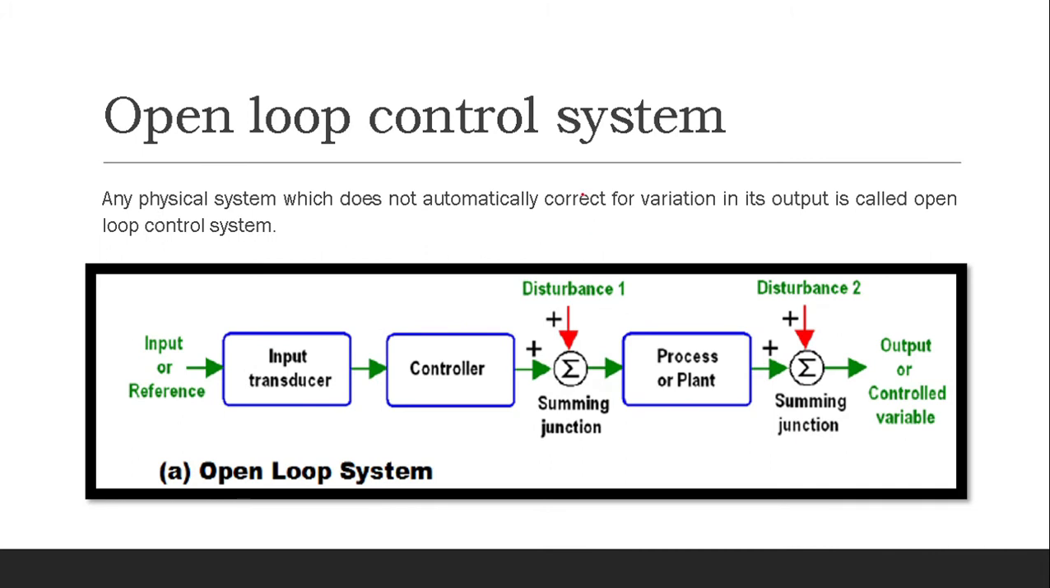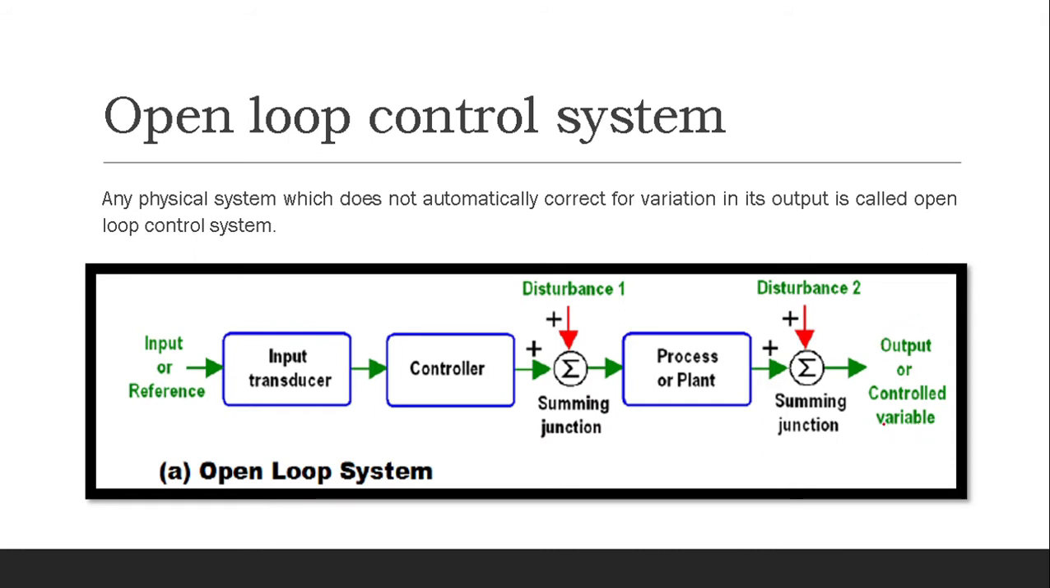Here you can see the block diagram of open loop control system, where the input, or we can say the command signal, is given to the transducer that is going to convert the form of the signal, and that is fed to a controller. Again that controller will control the signal and it will be given to the process or plant, and ultimately we will get the output or controlled variable.